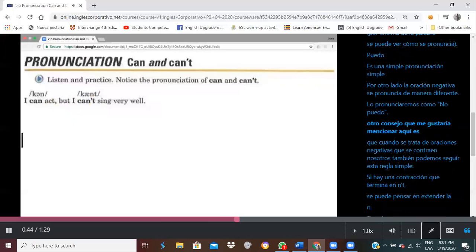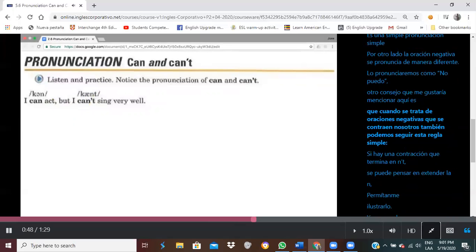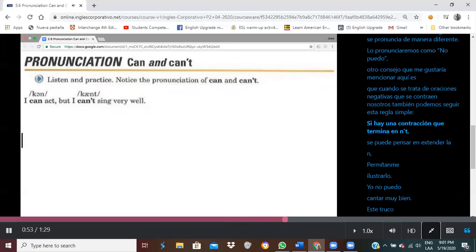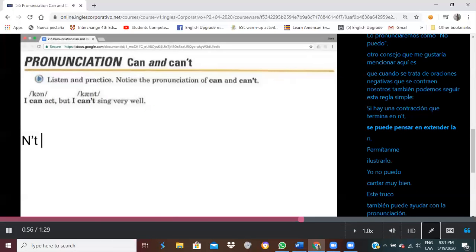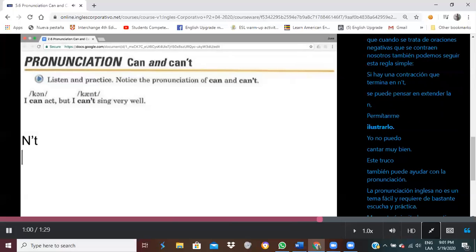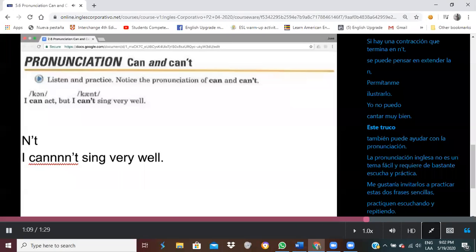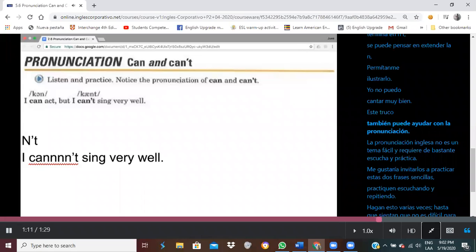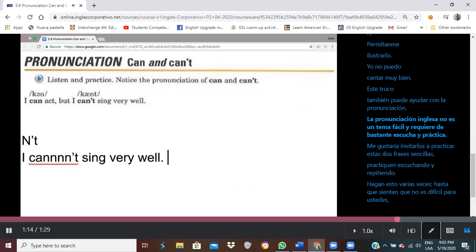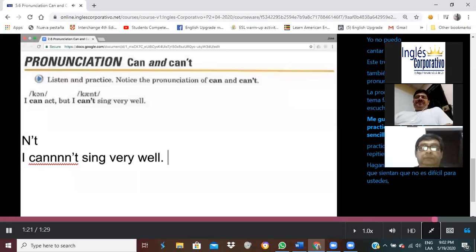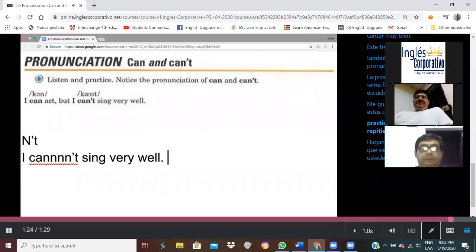Another tip that I would like to mention here is when it comes to negative statements, which are contracted, we can also follow this simple rule. If there's a contraction which ends in nt, you can think of extending that n. Let me illustrate that. I can't sing very well. This trick can also help with pronunciation. English pronunciation is not an easy topic and it requires a lot of listening and practicing. I would like to encourage you to practice these two simple phrases. Practice by listening and repeating. Do this several times until you feel like it's not difficult for you.